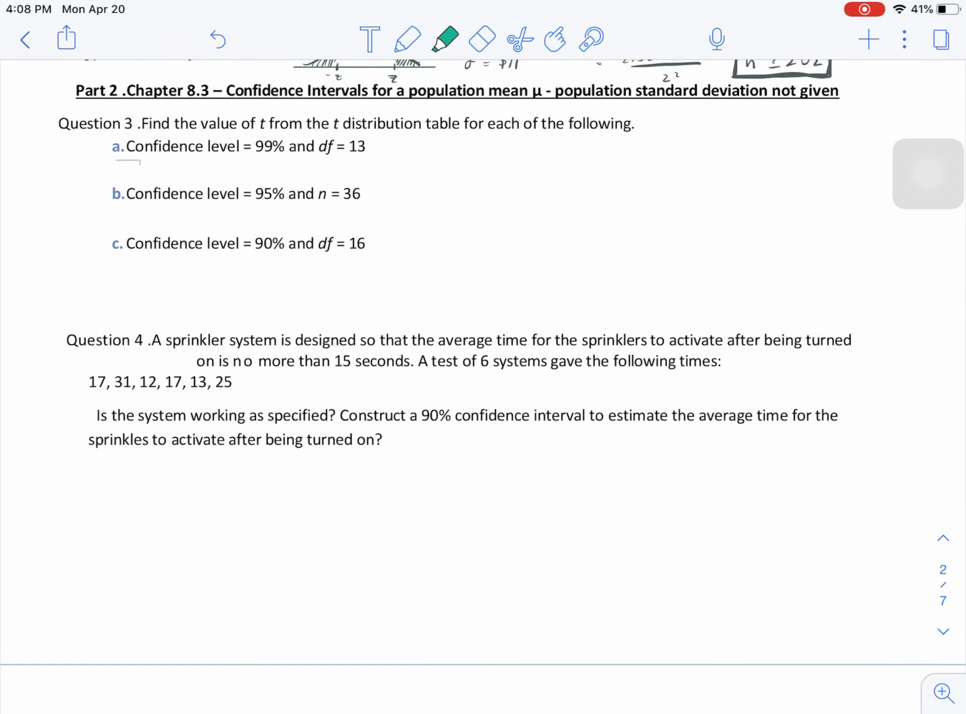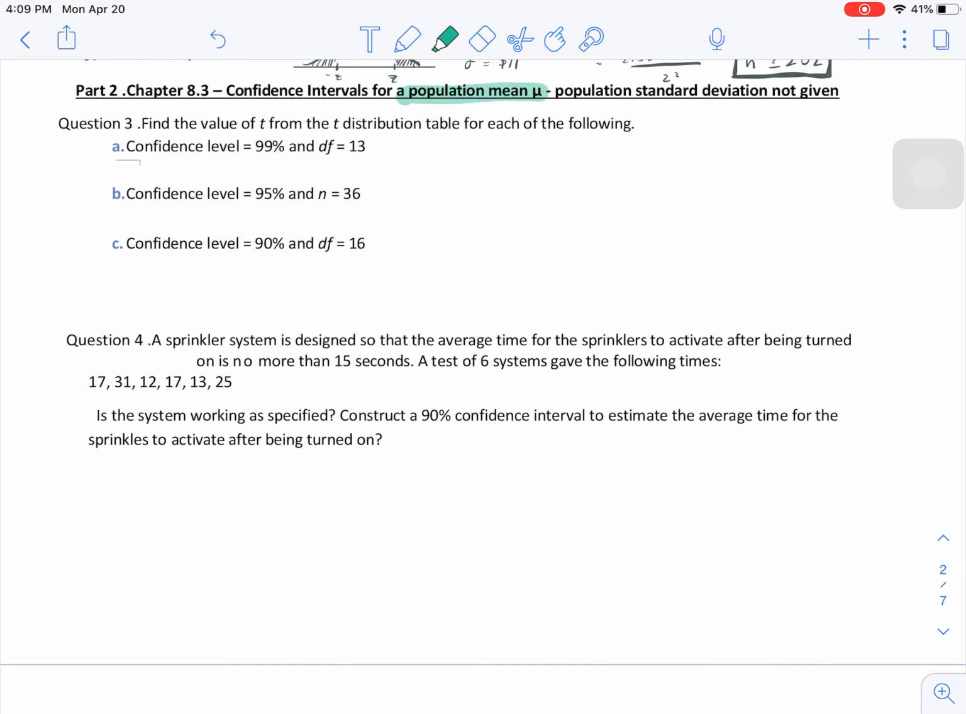Question 3, we're dealing with the t-distribution now. Just as a reminder, when do we use the normal distribution, our z-tables, versus our t-distribution, our t-tables? Basically, it has to do with whether we're given the population standard deviation or not. So if we're trying to find a confidence interval for the population mean, and we have the population standard deviation, we'll use our normal distribution.